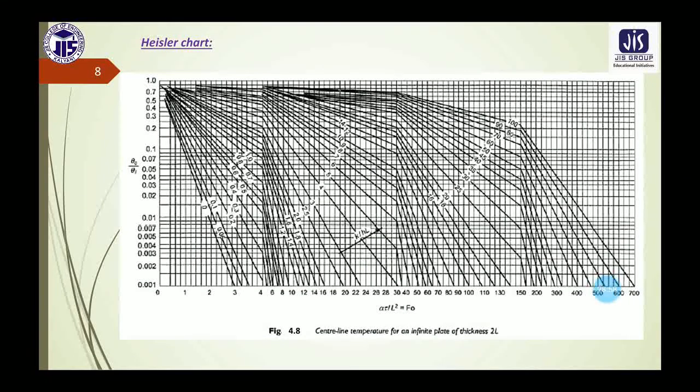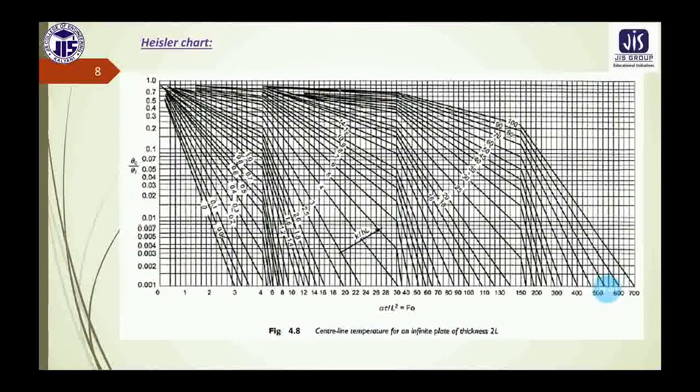So corresponding to the line of this Biot number 6, when it will meet the Fourier number 3.4. In that case, we need to first find the intersection point of the Fourier number 3.4 and 1 by Biot number, which is 6.06. The intersection point of these two different lines we need to find from this Heisler chart. Now corresponding to that intersection point, we need to find the value of theta naught by theta I from the y-axis value.